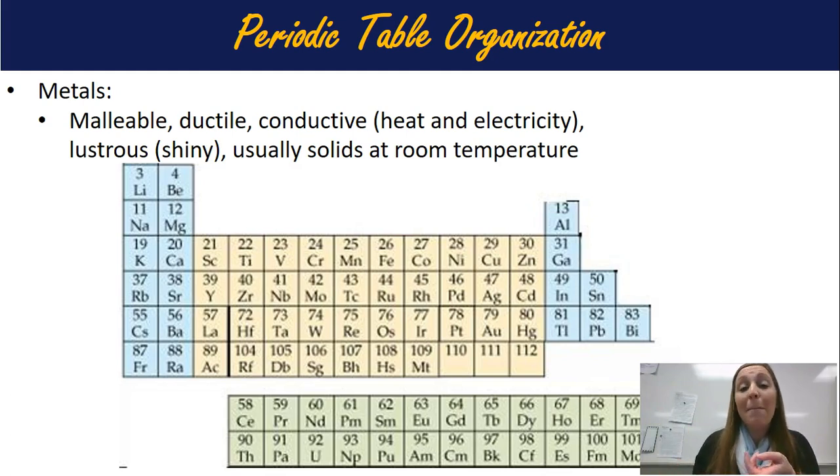Metals are malleable, which means you can hammer them into shape. They are ductile, you can make them into wires. They are conductive, meaning stuff can flow through them like heat and electricity. They're lustrous, shiny, and they are usually a solid at room temperature. The exception to that is mercury, Hg, which is why mercury used to be used in thermometers because it was a metal and it was a liquid, so it could get bigger and smaller.